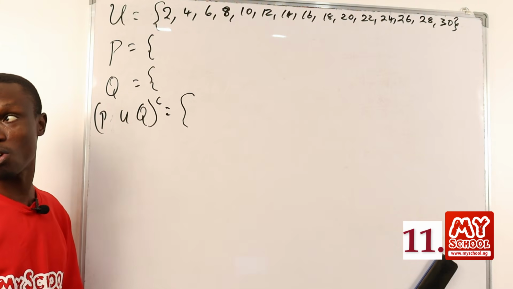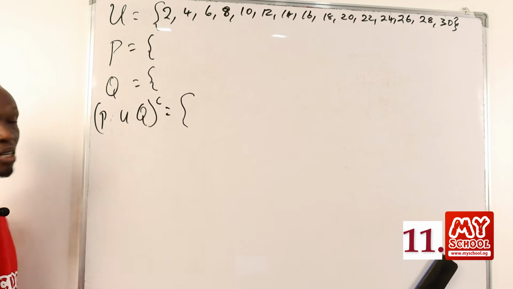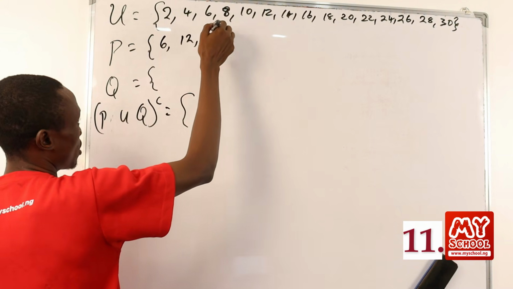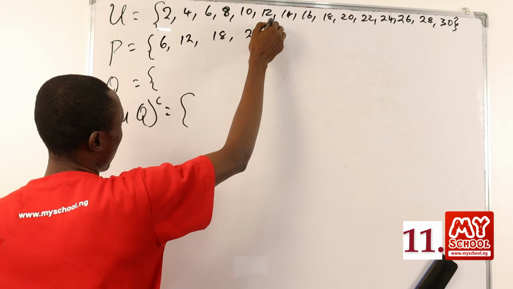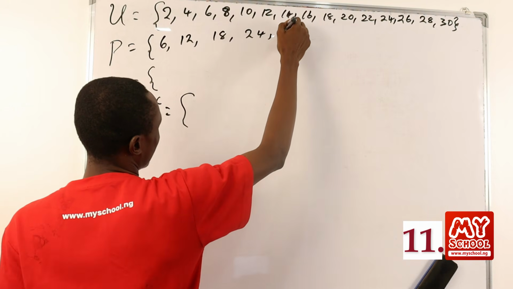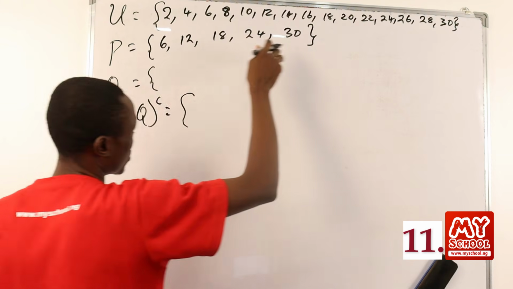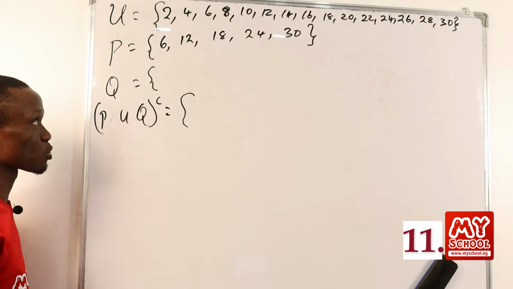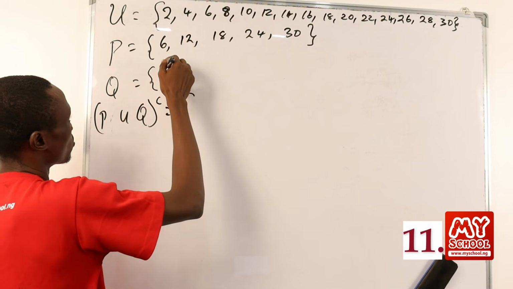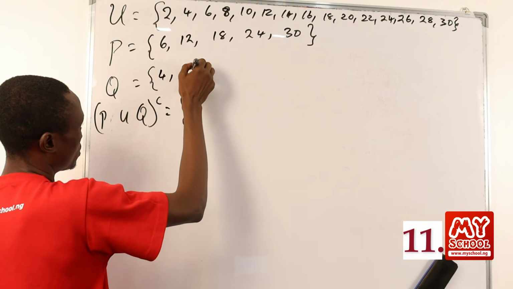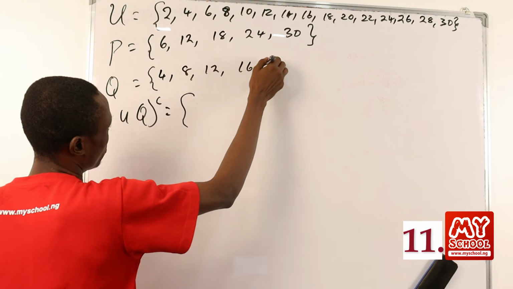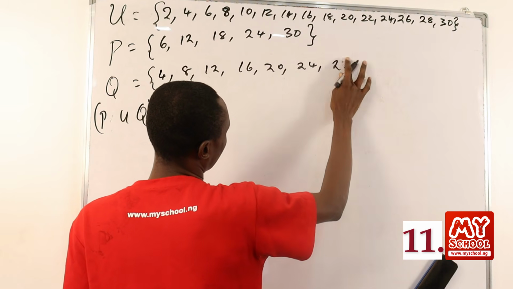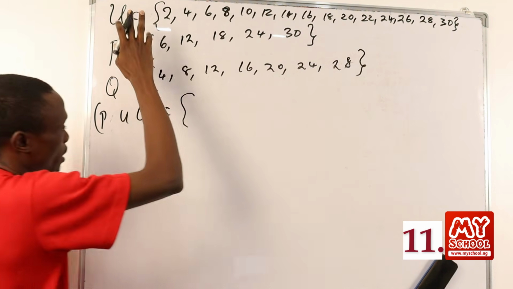While for P, they said multiples of 6 between 0 and 30. So the multiples of 6 between 0 and 30 are 6, 12, 18, 24, and 30. Then for Q, multiples of 4 between 0 and 30. So that will be 4, 8, 12, 16, 20, 24, 28, and that's the end. So these are the elements of these sets.